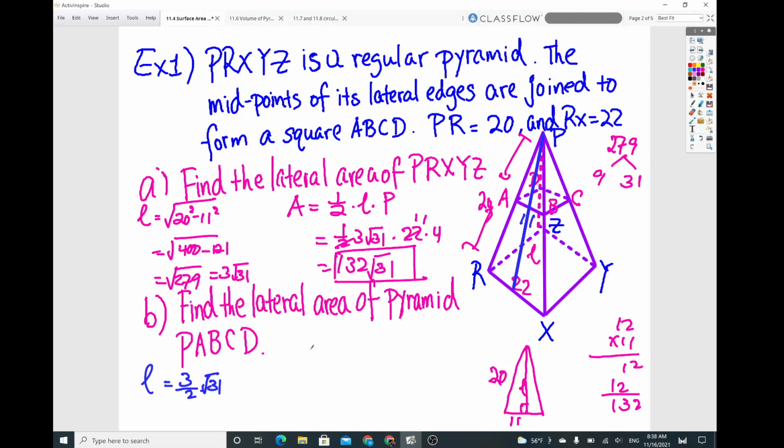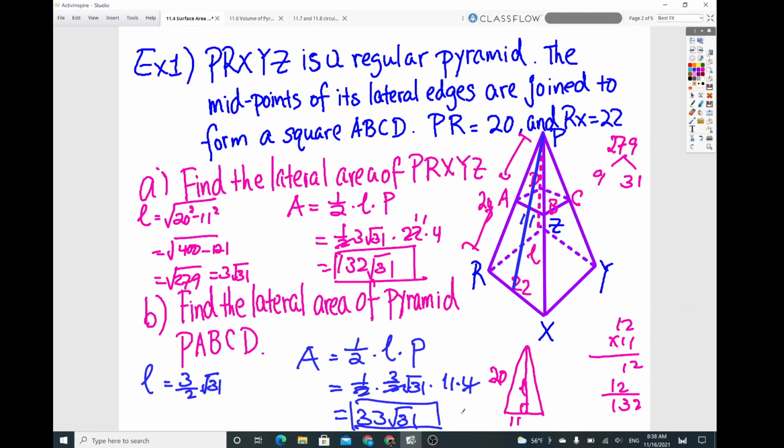Using that formula again, the lateral area of the pyramid is 1/2 times the slant height times the perimeter. So it's 1/2 times 3 over 2 root 31 times 11 times 4, because that's the perimeter of that small square. So 1/2, the other 1/2, so 2, 2, 4 cancels out. We get 3 times 11, 33. So 33 root 31 square unit, or just leave it like that.